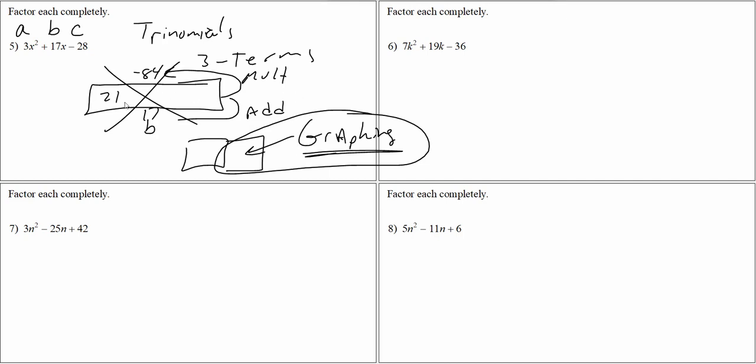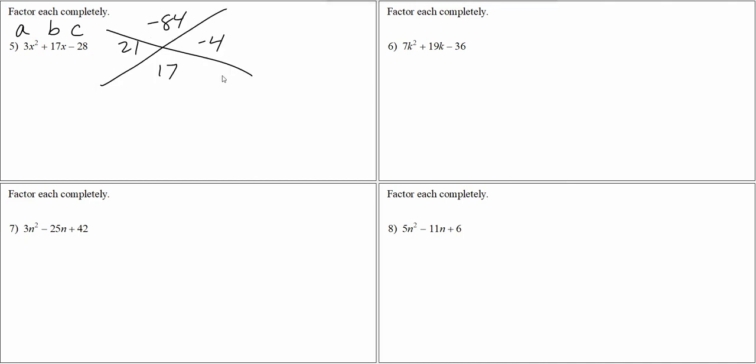So this one here is going to be 21 and negative 4. Those are my two numbers. Let me do a little bit of erasing here, and then we'll get started. The reason it's 21 and negative 4 is because they add to 17.